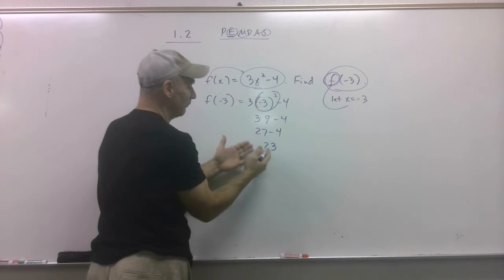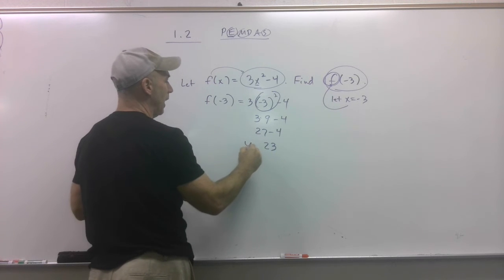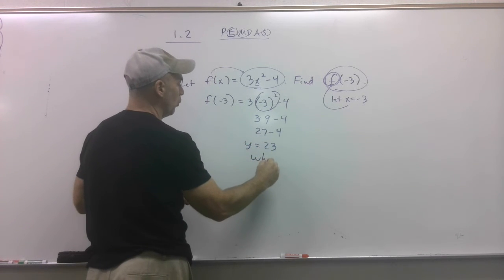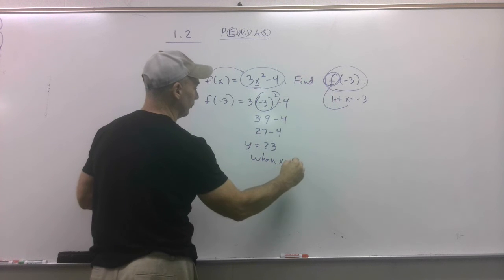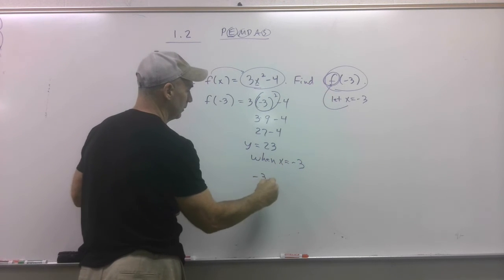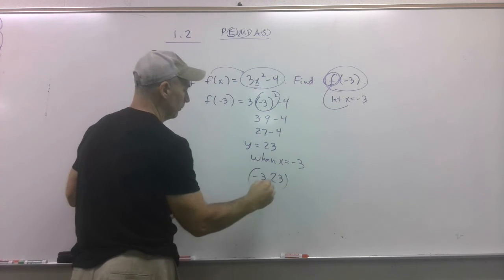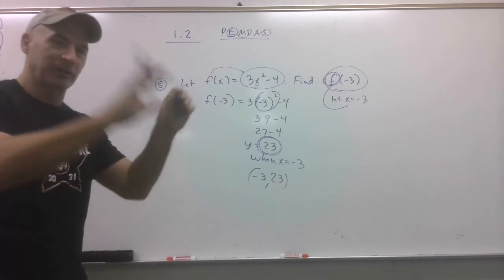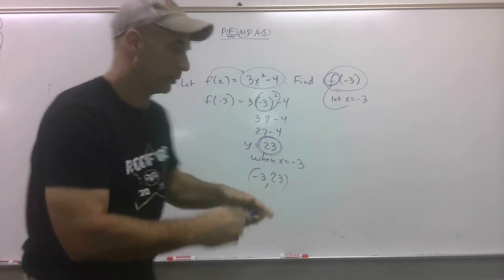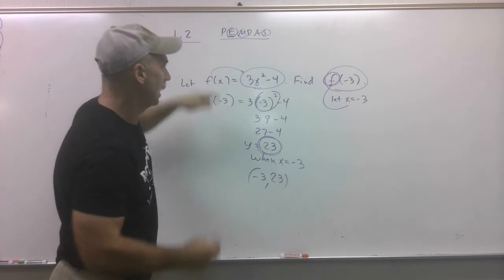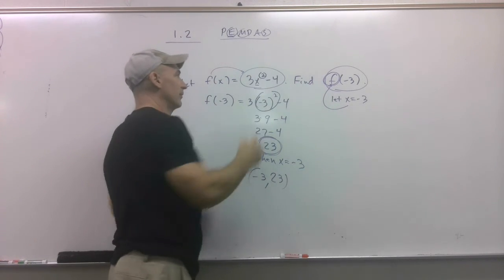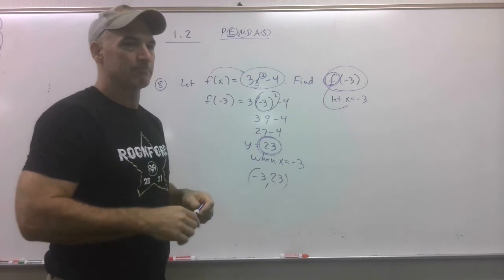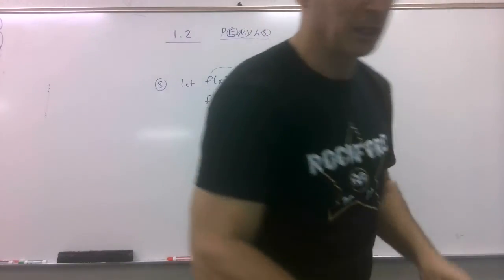Now, what did you really find? You found that y equals 23 when x equals negative 3. So that's like a coordinate point. But they just want you to find that. But I want you to see the big picture. So if you were to graph this, it'd be a parabola. How do I know that? Because of this. It means it's a quadratic. Just want to keep you thinking about that stuff.